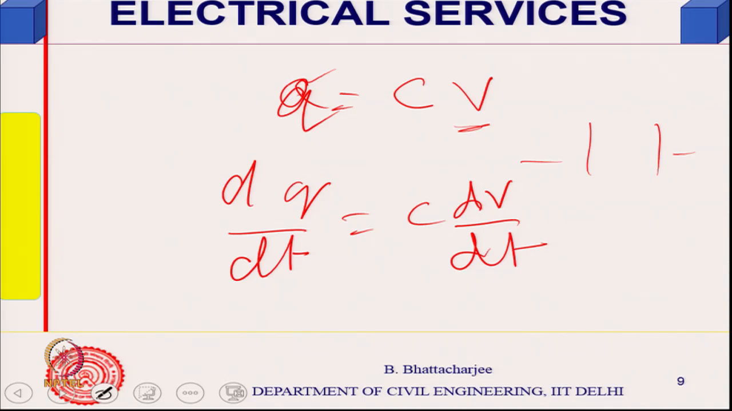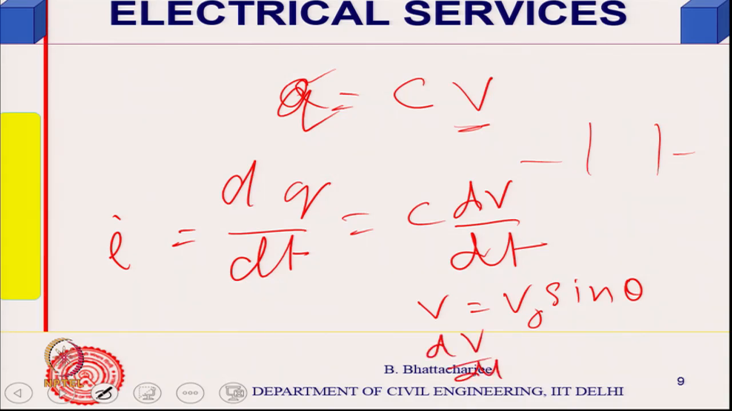Therefore, in this case, I is not proportional to V, rather to the rate of change of potential. So if V is equal to, let us say, V0 sin theta, dV/dt will be V0 cos theta, whatever the sign is, right.